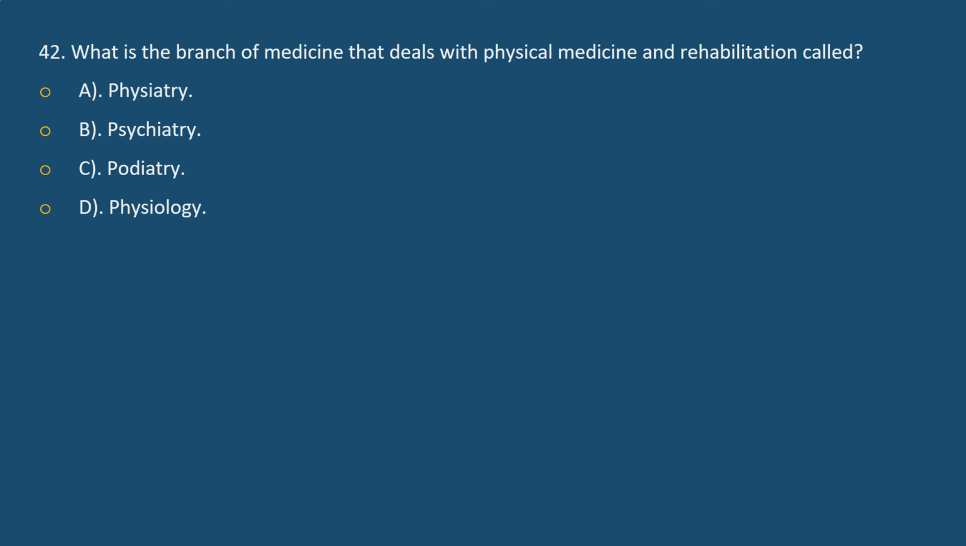Question 42. What is the branch of medicine that deals with physical medicine and rehabilitation called? A. Physiatry. B. Psychiatry. C. Podiatry. D. Physiology.